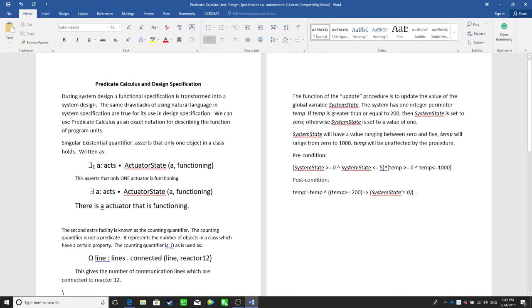Is that finished? No. We have another and, because we have another sentence here. Otherwise, system state is set to a value of 1. So it's going to be something similar. What implies what? This means if temp is greater than or equal to 200, the system is set to 0. And for this part we want to say otherwise, system state is set to the value of 1.